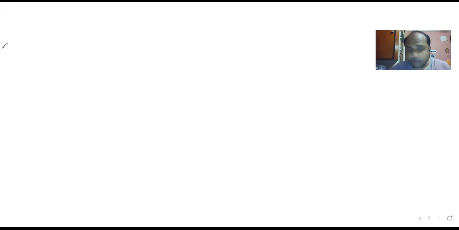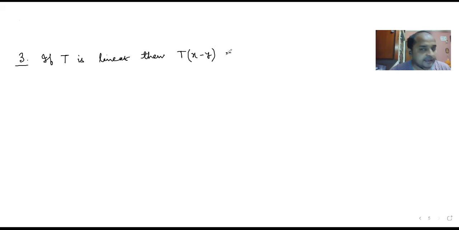That they have done in the book in example one. Example one has actually been solved in the book. The third property which they have mentioned is: if T is linear, then T of X minus Y is equal to TX minus TY for all X, Y in V.